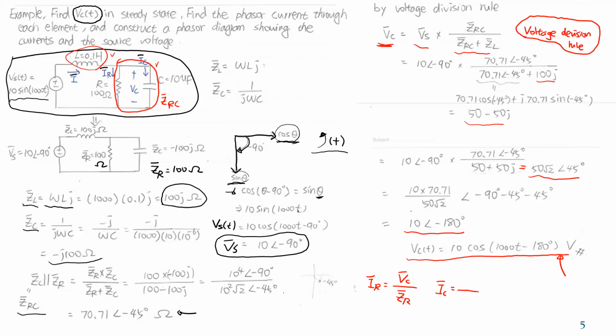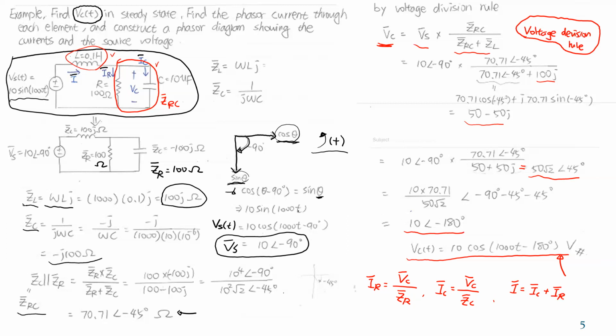IC is what? IC is VC divided by ZC. And to find out the current through the inductor, because it also needs to satisfy KCL, by KCL we know the phasor of this current I equals IC plus IR. This is KCL.